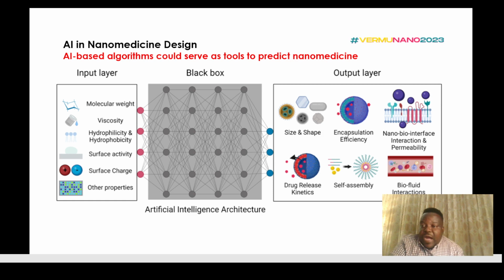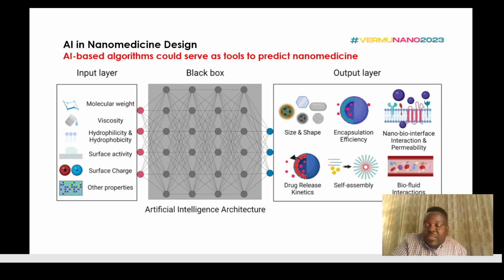Looking at how the AI tools really work in terms of particle formulations and predictions of many other things, you can really see from the structure that if you put the following inputs into your modeling AI tool, in the input layer, you can put molecular weight, viscosity, hydrophilic, hydrophobic, surface activity, surface charges, and many other properties. And using this artificial intelligence, machine deep learning, you are able to predict the outcome in the output layer, what kind of thing you'll see.